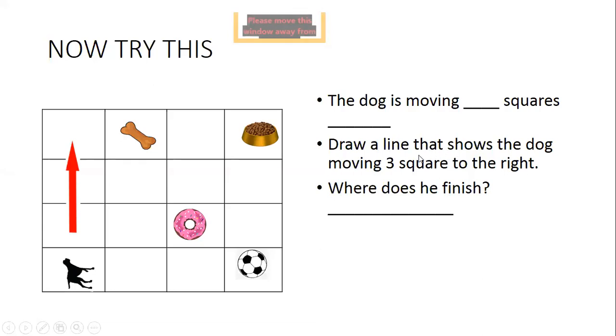Draw a line that shows the dog moving 3 squares to the right. Now when you look at the chart, where is the right side of the dog and where is the left side of the dog, looking at the direction the dog is facing? So which direction will be the right side of the dog?